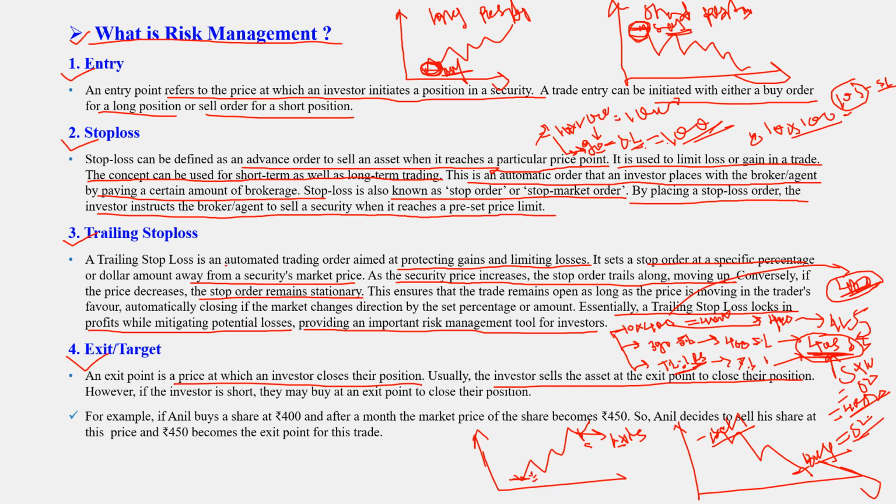For example, if Anil buys a share at 400 rupees, and after a month the market price of the share becomes 450 rupees, and Anil decides to sell this share at this price, this 450 rupees becomes the exit position of this trade. So at this 450 rupees we need to sell the stock, and this is our target or exit position. This is overall regarding the entry, stop loss, trailing stop loss, and exit and target.